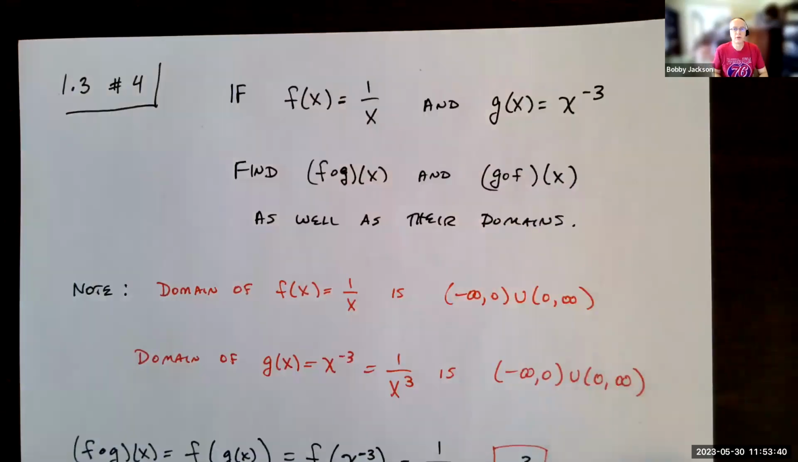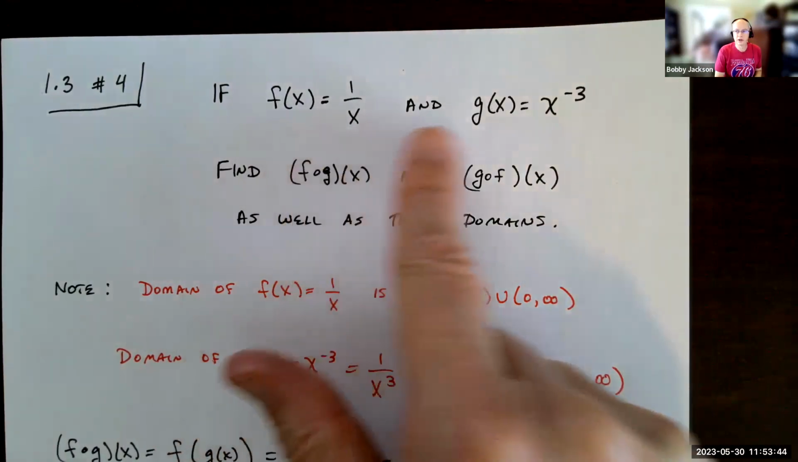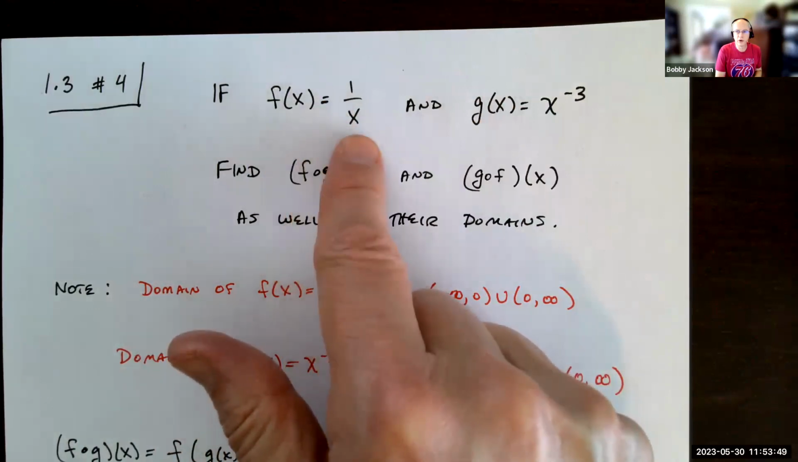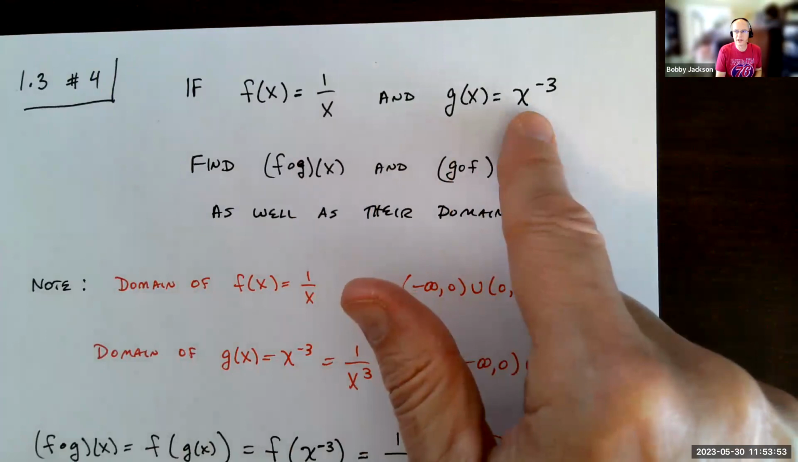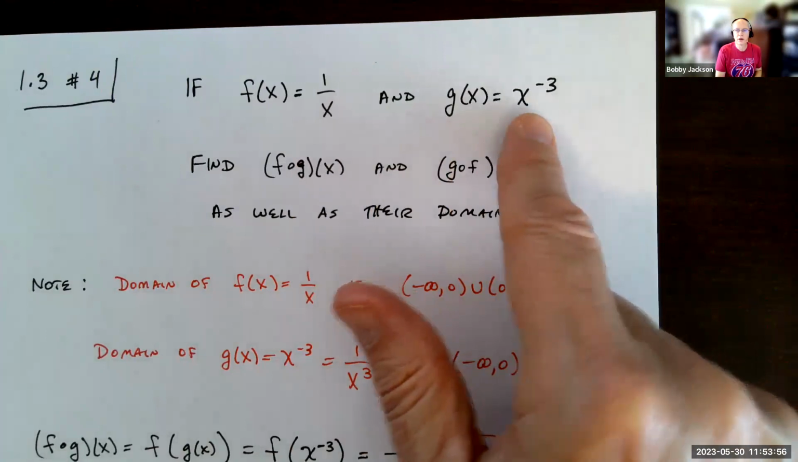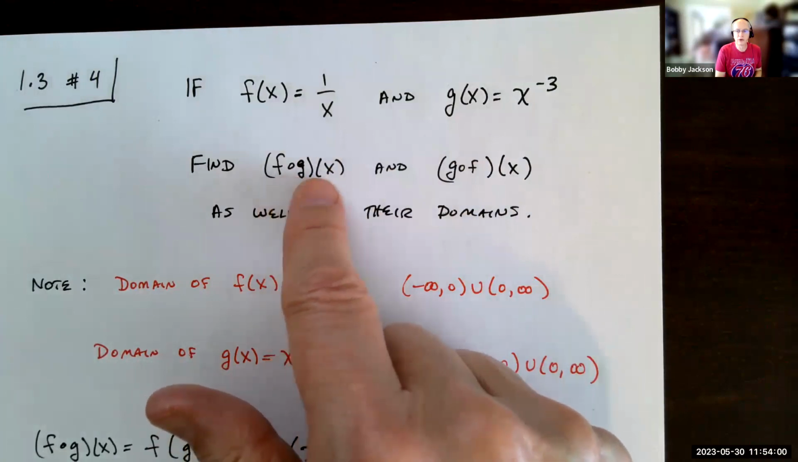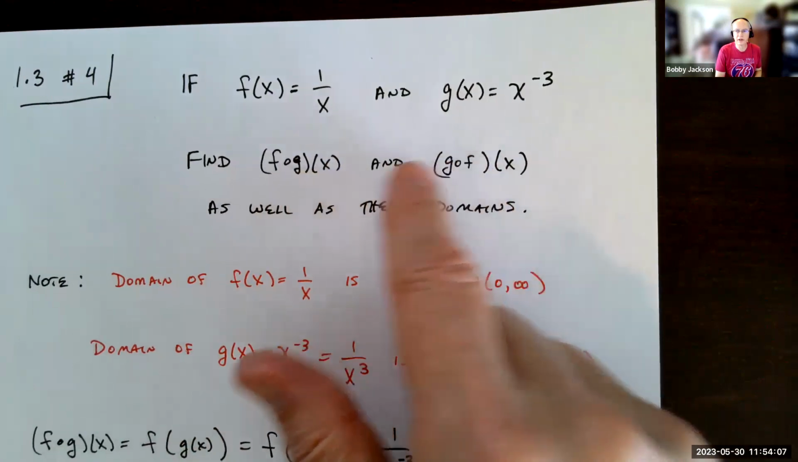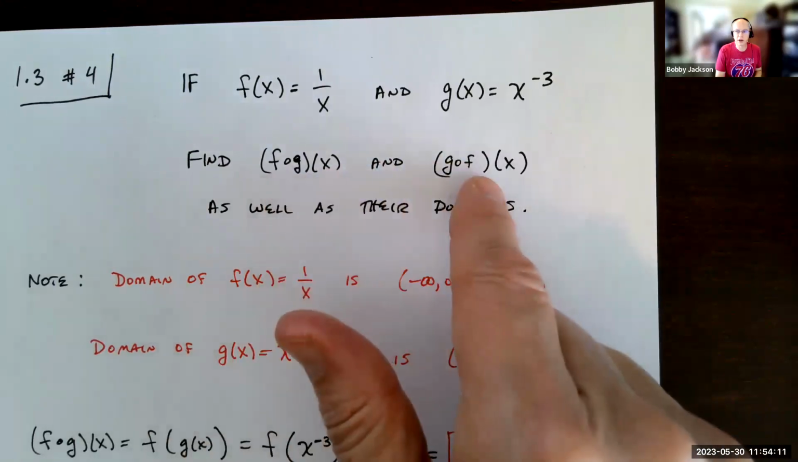So let's take a look at number 4 in section 1.3. Here we're given two functions, and yours should be similar to these, maybe not exactly the same. The function f of x is 1 over x, basically the reciprocal function, and g of x is x to the negative 3 power. We're going to find f circle g, or f composed with g, the composition of f with g, and then we're going to find the composition of g with f. Notice the order matters, so these are different in general.